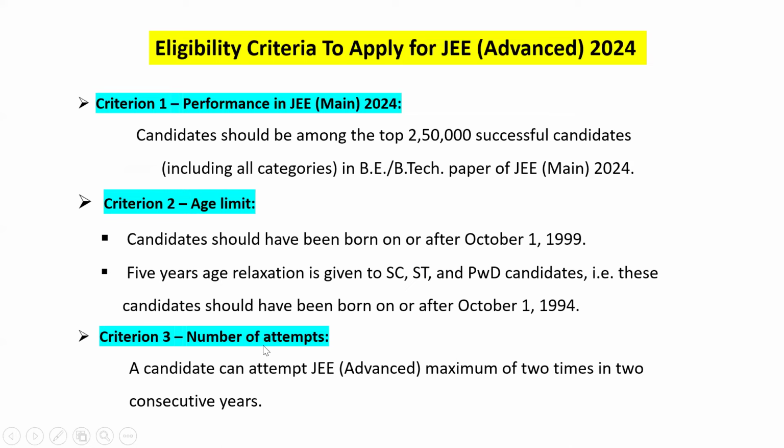Next, criterion 3, number of attempts. Eligibility depends on the number of attempts also. A candidate can attempt the JEE Advanced examination a maximum of 2 times in 2 consecutive years. That is, the student can write only 2 times in 2 consecutive years.